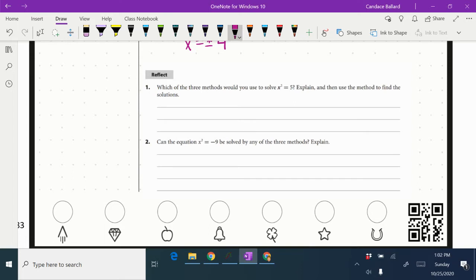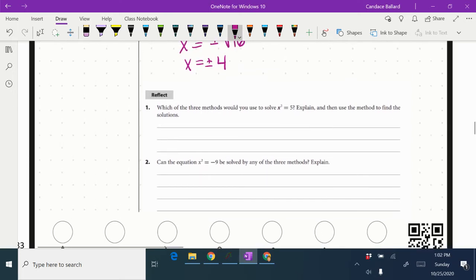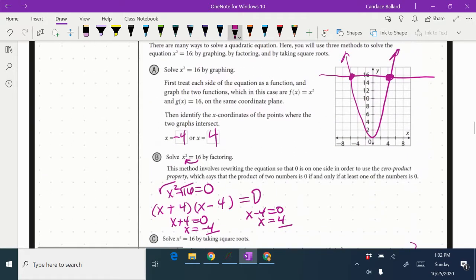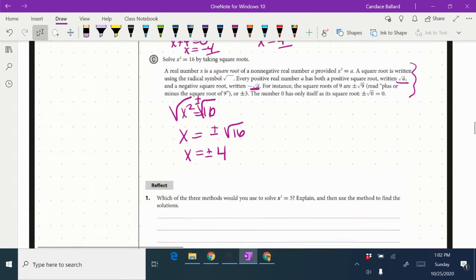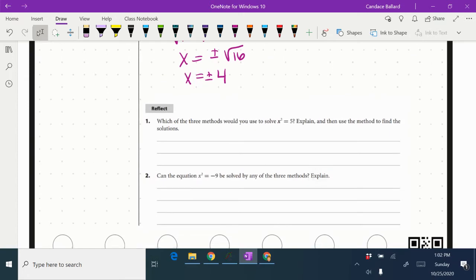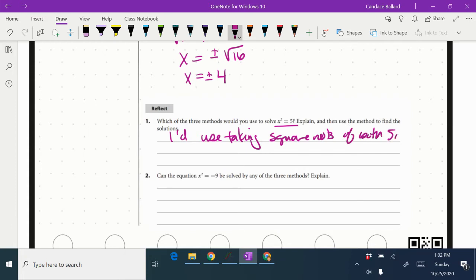So it's asking us in the reflect, which of the three methods would you use to solve for x squared equals 5? So would we use the graphing? Would we use the factoring? Would we use the taking square roots? Well, since it's already set up as an x squared equals 5, I would say I'd use taking the square roots of both sides. And then it wants me to actually use that method.